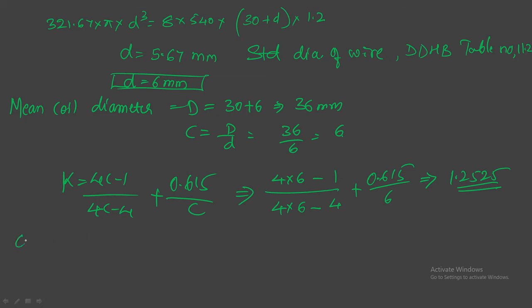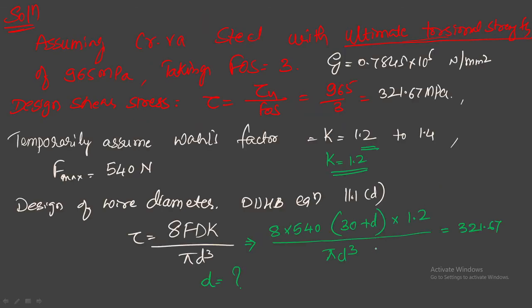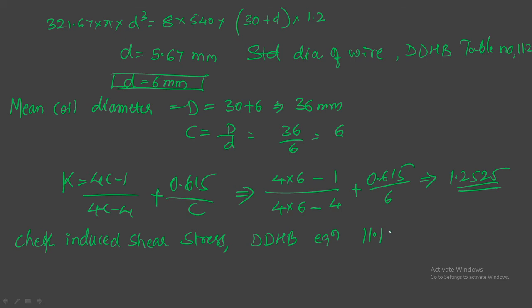Okay, let us check the induced shear stress. Let us go to the design data book, equation number 11.1D, which you noted earlier. Now tau equal to 8 F D K divided by pi d cubed. 8, 540, D is 36 here, K is 1.2525, pi into 6 cubed. Now you calculate how much you are going to get here.